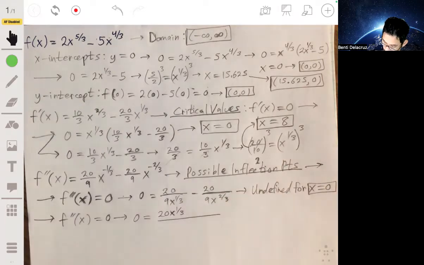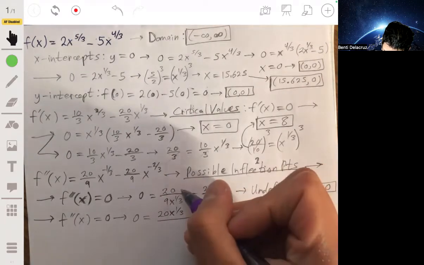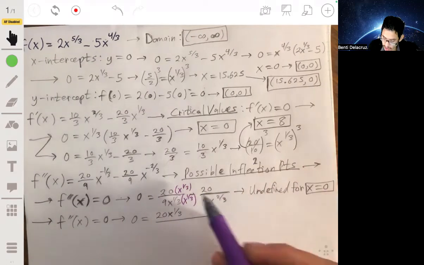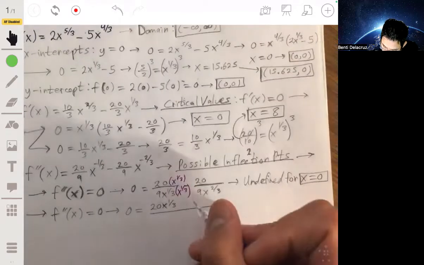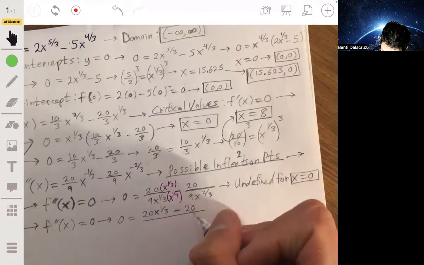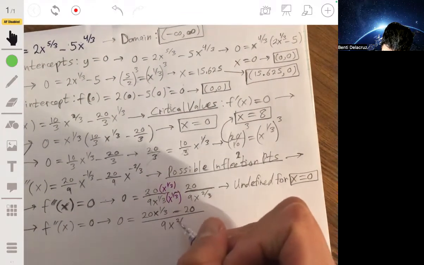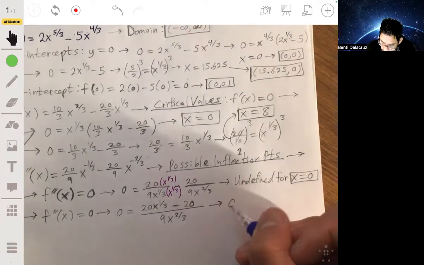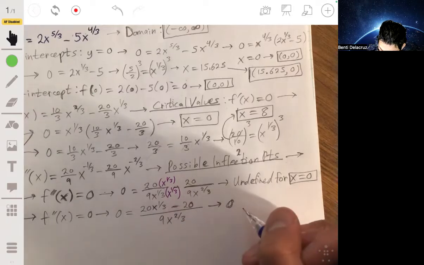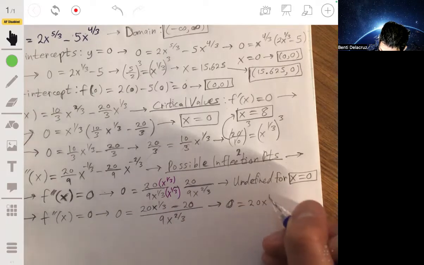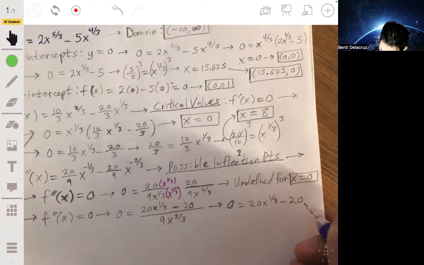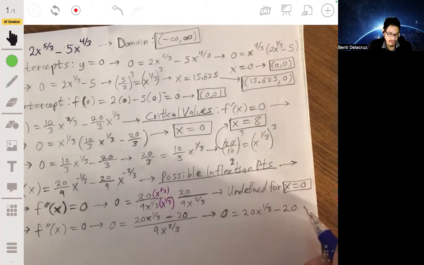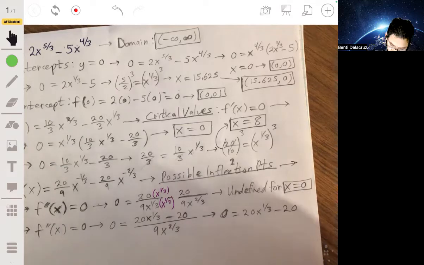Let me write it out. Let me highlight it so you can see what I'm doing. x to the 1/3 times x to the 1/3, just to save some work, because then we'll get the same denominator. Then minus 20. This is all over 9x to the 2/3. Then we just solve the top for 0. So make 0 equal to 20x to the 1/3 minus 20. Factor out the 20, and then you'll get 20 times x to the 1/3 minus 1. And now it'll just be when x equals 1.